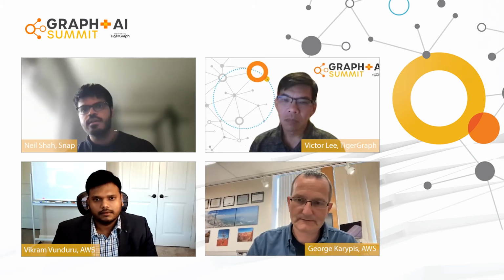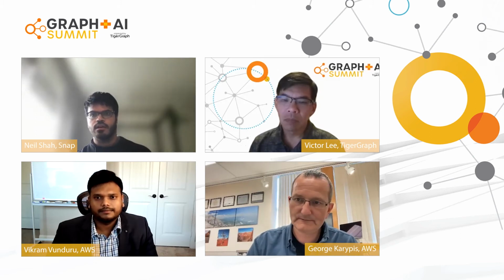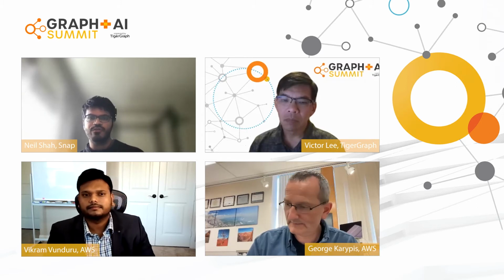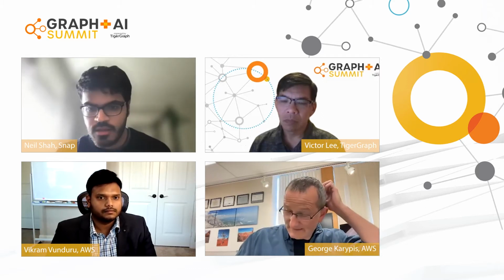Got it. Thanks. And maybe an even shorter follow-up on this. Can you talk a little bit about how DGL compares to some of the other frameworks out there for graph deep learning, for example, PyTorch Geometric or TF-GNN that just recently came out from Google?